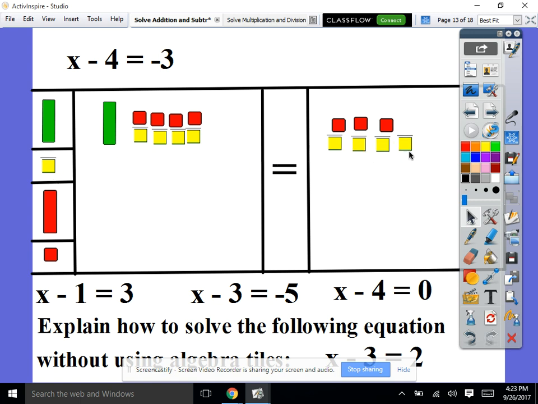Now what we have created here, a -1 and a +1, is called a zero pair. If you put them together, they cancel each other out, which gives me x by itself. These cancel out, which gives me x equals 1.